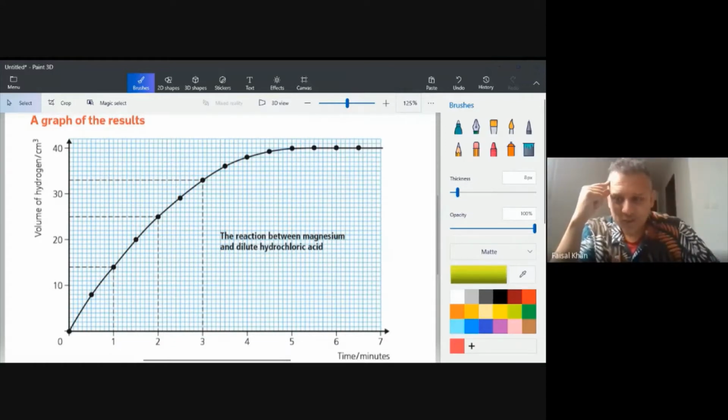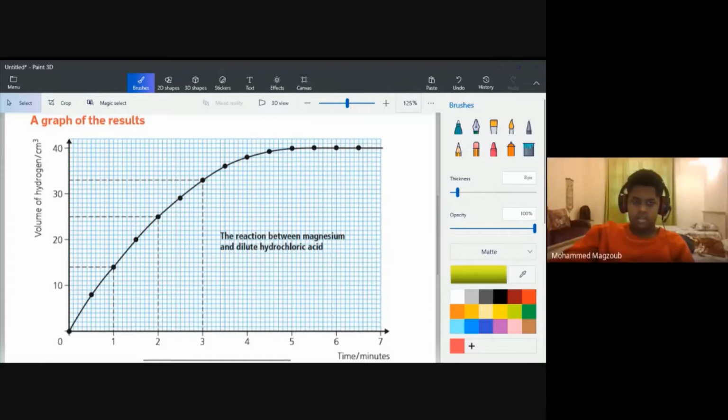So back to the question. Analyze the graph of time versus volume of hydrogen for this question. What is the rate of reaction in the 4th minute of the experiment? Mohammed, where is the 4th minute? Prove to me that you know where it is. It is in the top.